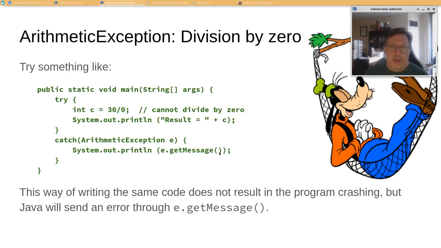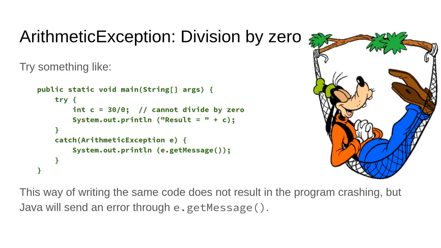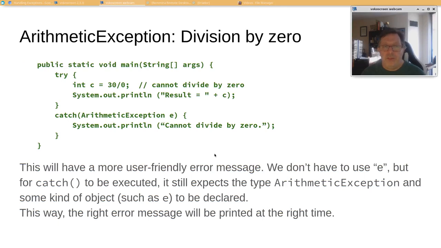Now, if you don't want to have that same error as was here in red, you can have a more user-friendly message by simply controlling yourself what message is given. So you can just say cannot divide by zero, sorry, and that immediately tells the programmer and the user what the program had been attempting to do before it threw an exception. This would be a little more user-friendly.